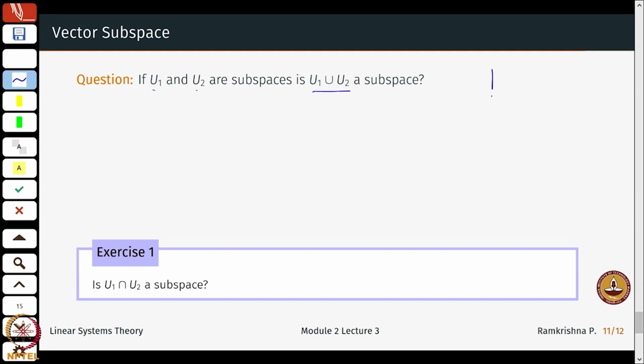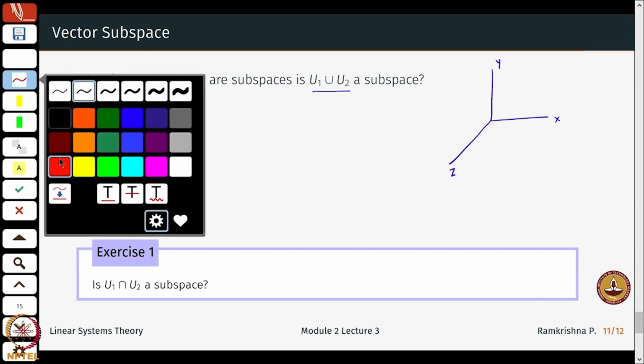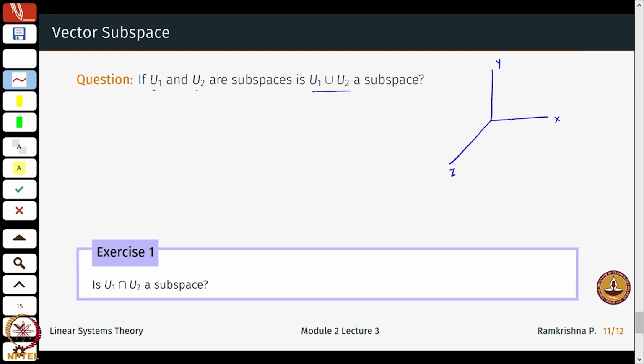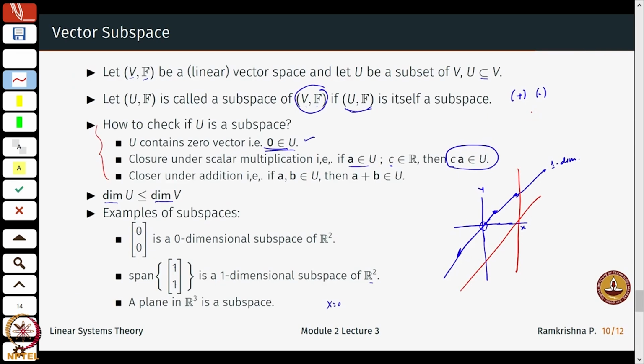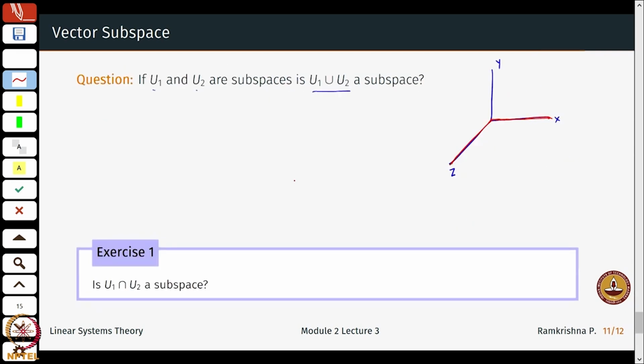So let me just take R3, right. So I have the x axis, y axis and the z axis. Individually this is a subspace, right. So the entire x axis is a subspace of R3. Similarly, the entire z axis is a subspace. Now just check these conditions. It has the 0 vector. Is it closed under addition? Let's quickly check that.